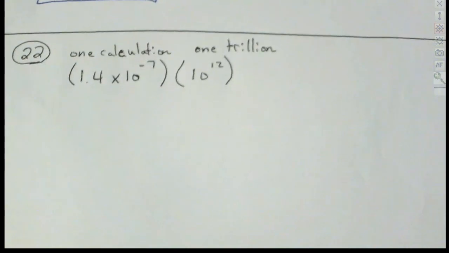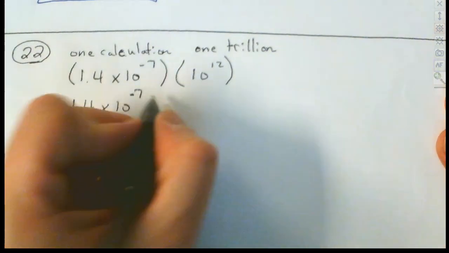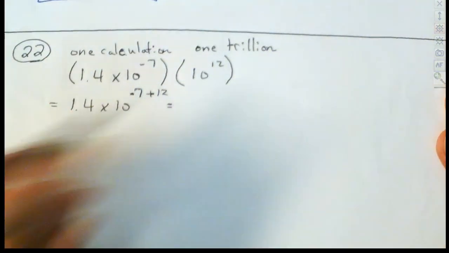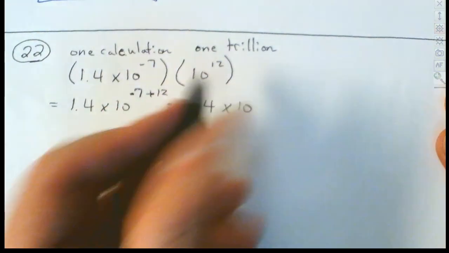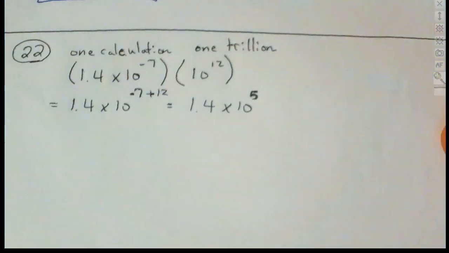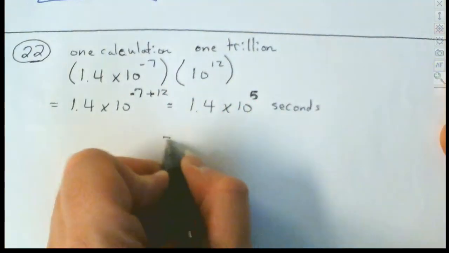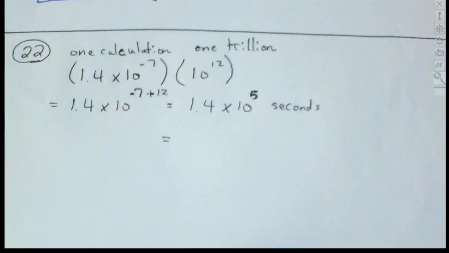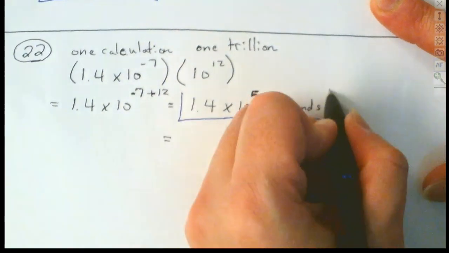And when we work at these, what happens? Well, these exponents are going to add together. And so that's going to be 1.4 times 10 to the minus 7 plus 12, which is then 1.4 times 10 to the, when we add these together, 5th power. And that's going to be in terms of seconds. Let's see if that makes sense. So this is our answer, but let's convert this to standard notation so we can see that it actually makes sense.